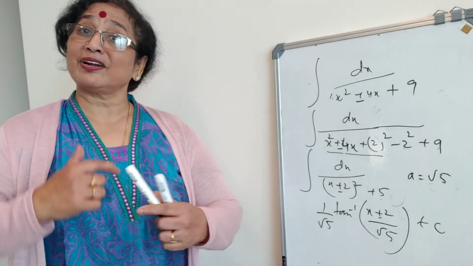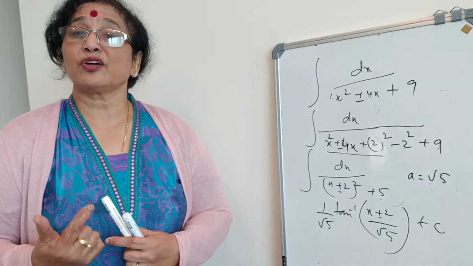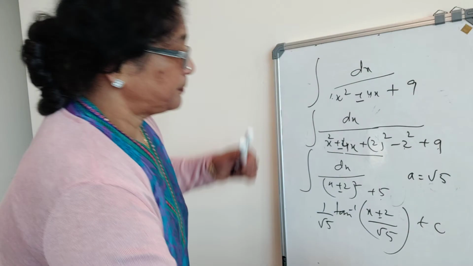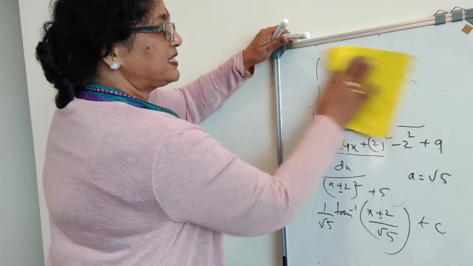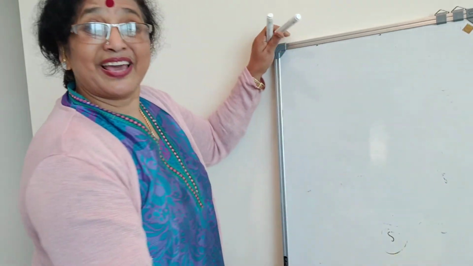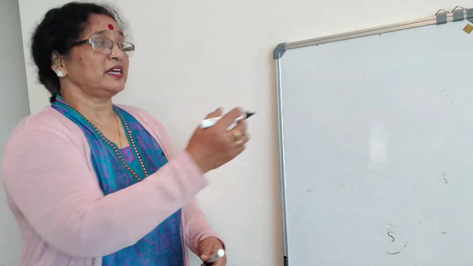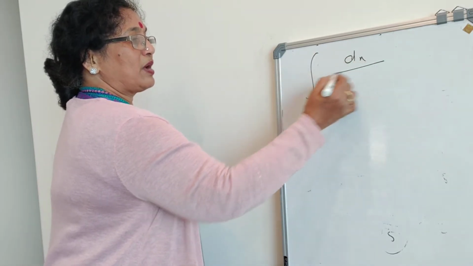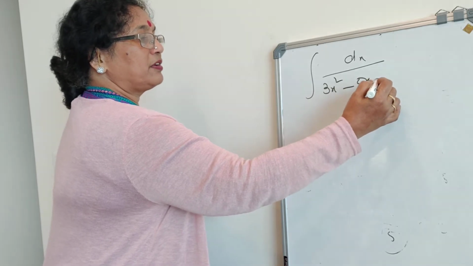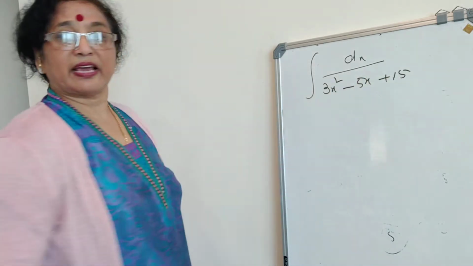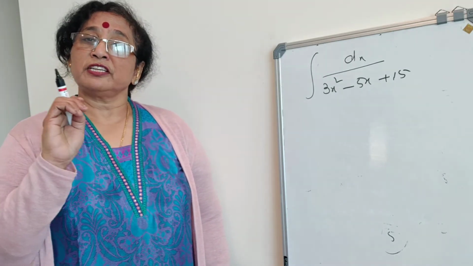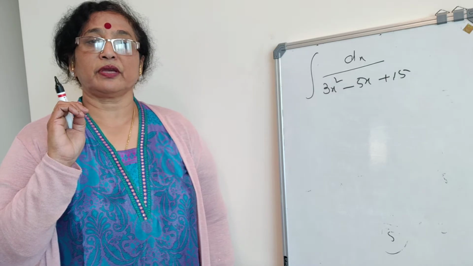So this is completing. Now what is the third type of quadratic, where there's a coefficient of x square? Okay, there's a coefficient. So seeing this, let's take another example where it is not 1x square. With x square you have a coefficient, right? So suppose you have dx and you have 3x square minus 5x plus 15, something like that. Okay. So here I will not complete the square first. First remove that 3.